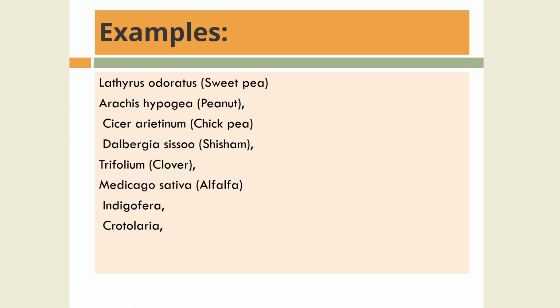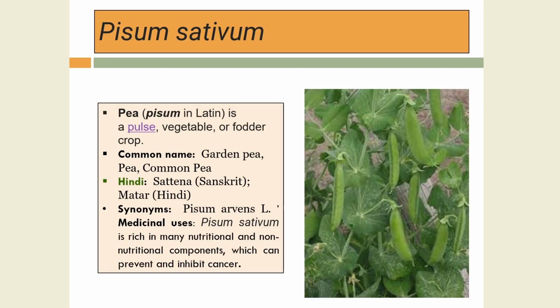Some common examples of this family are all the legumes that we consume; the pea plant belongs to this family. Some are listed here, like Lathyrus, which is also called sweet pea, Arachis hypogaea, that is the peanut, Cicer arietinum, that is the chickpea, Dalbergia sissoo, the sheesham wood, which is obtained from this family, Trifolium, that is clover, Medicago sativa, that is alfalfa, then Indigofera and Crotalaria. So many economic plants belong to this family.